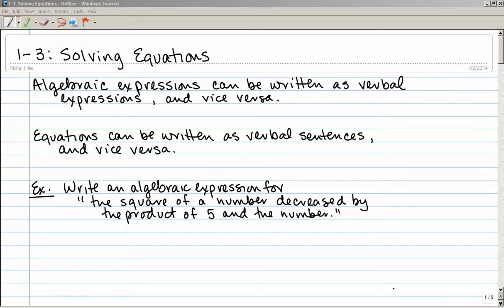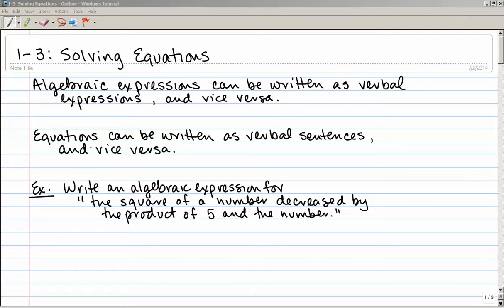Section 1-3 is entitled Solving Equations. So algebraic expressions can be written as verbal expressions and vice versa. So in other words, I can take an algebraic expression and turn it into words, or I can take words and turn it into an algebraic expression, which is going to be something with letters, variables, and numbers and operations. Equations can also be written as verbal sentences, and verbal sentences can be written as equations.